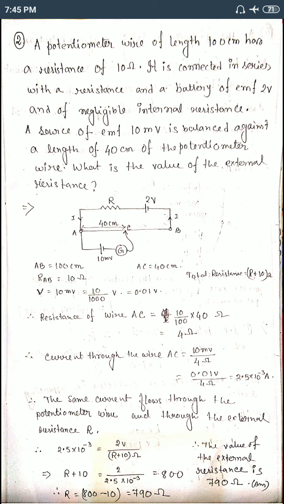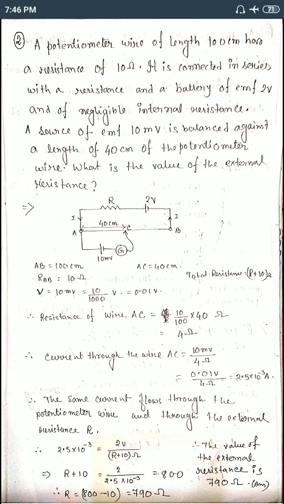Now a source of EMF 10 millivolt is connected across A, another connection. The 10 millivolt source is balanced against a length of 40 centimeter of the potentiometer wire. So that means AC, at point C you get the null point. AC equals 40 centimeter. So what do we have to find out? We find the value of the external resistance R. I will draw this one, so it is clear how we can find it out.